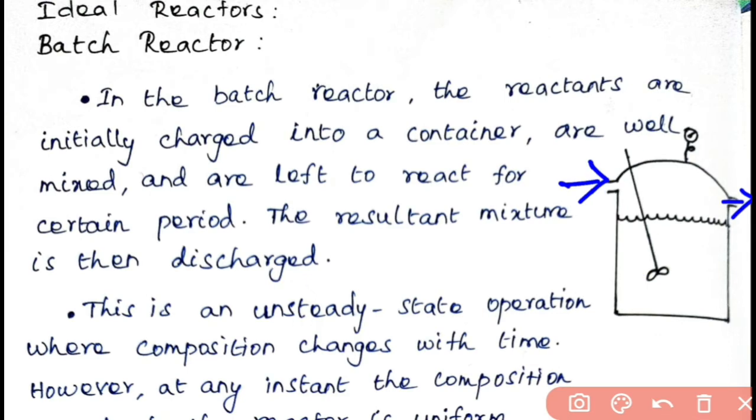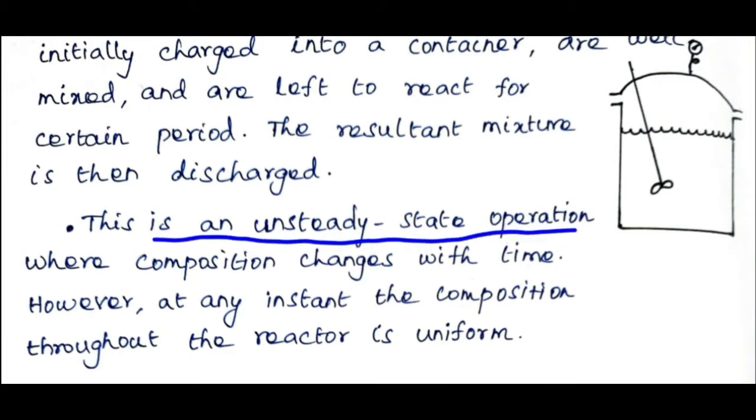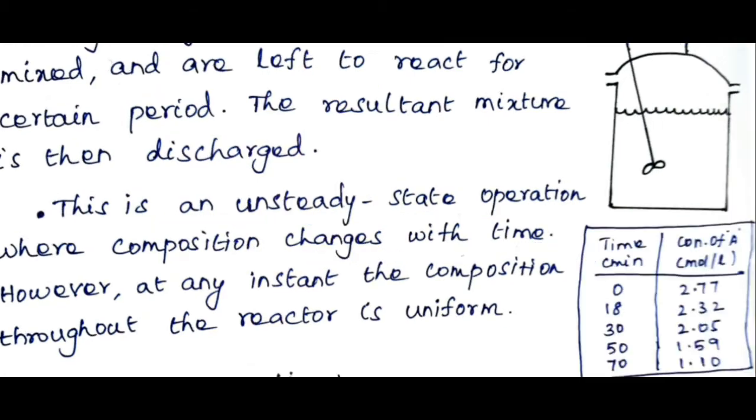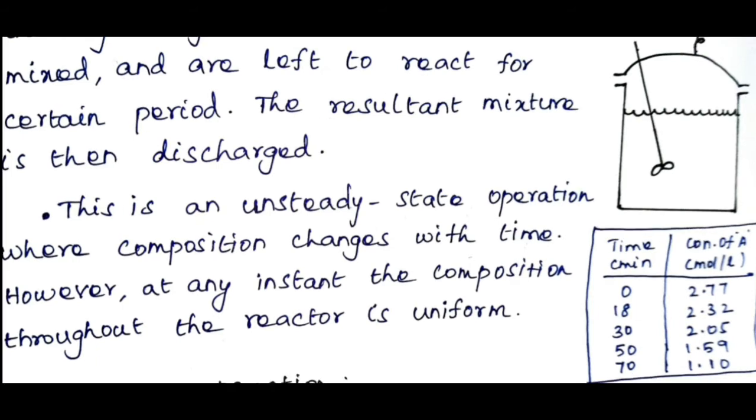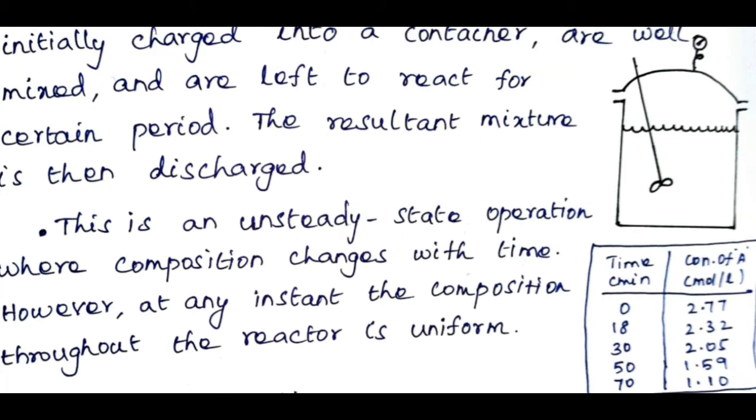In the batch reactor, during the course of reaction there is no fluid entering or leaving the reactor. This is an unsteady state operation where composition changes with time. For example, consider the following data. This table shows how the concentration of your reactant varies with respect to time. At time t equal to 0, your concentration is 2.77, at time equal to 18 minutes, your concentration is 2.32, at 30 it is 2.05, and at 50 minutes your concentration is 1.59. So here composition is changing with respect to time. This is known as unsteady state operation.